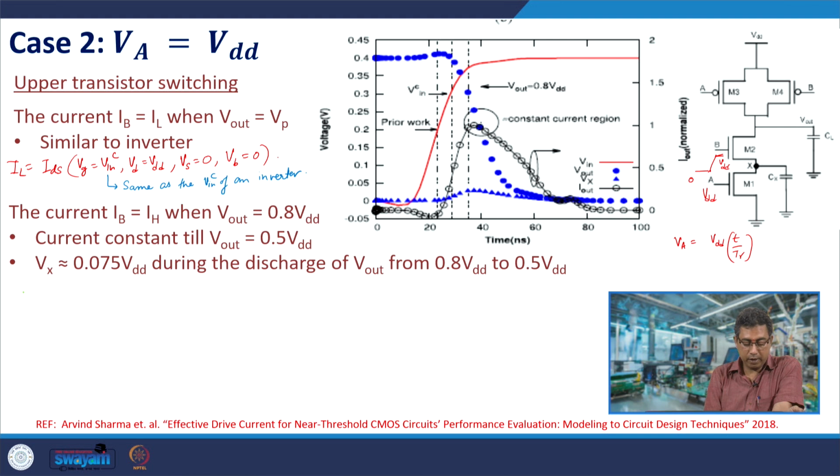So, what is the value of IH? Now, as we had discussed, the voltage Vx would remain almost constant from the 80% value of V out to the 50% value of V out, and in fact, till the time V out is discharging, it would remain almost constant. The reason we have just discussed. So, this is the value of IH.